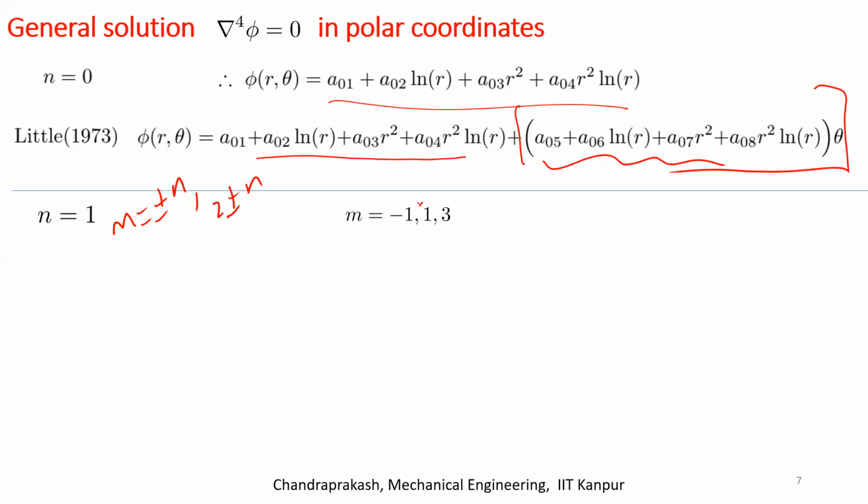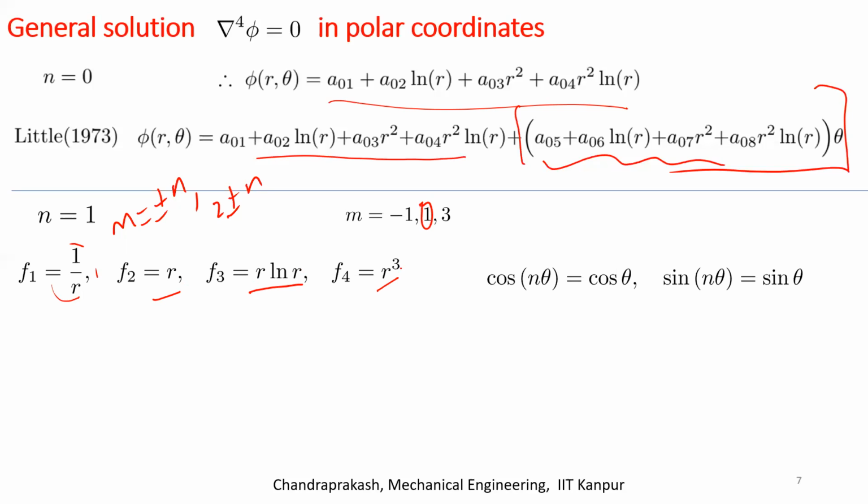So you are seeing 1 is the double root. So this is minus 1, r power minus 1. This is r power 1. And r power 1 is a double root, so we are multiplying it by the logarithmic function. And this is r power 3. And n is 1, so cosine n theta will be cos theta, and sine n theta will be sine theta.